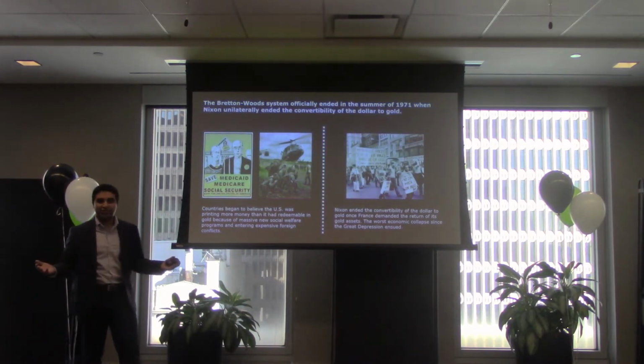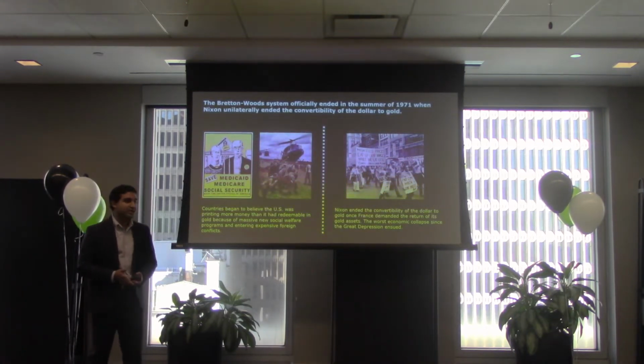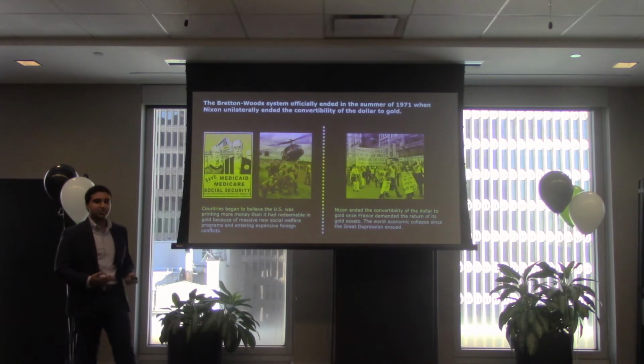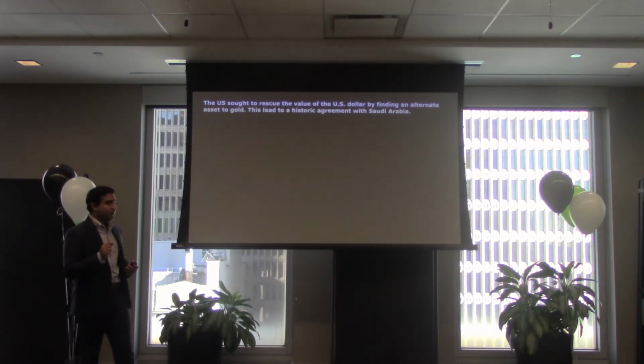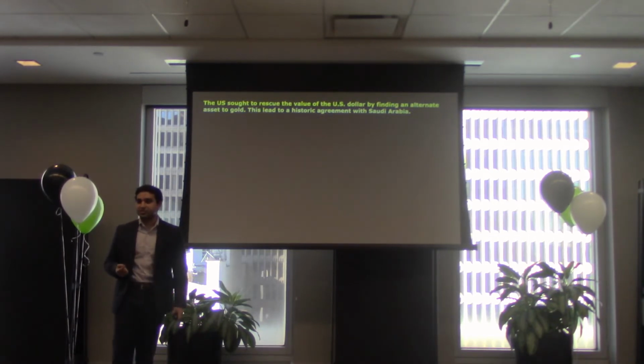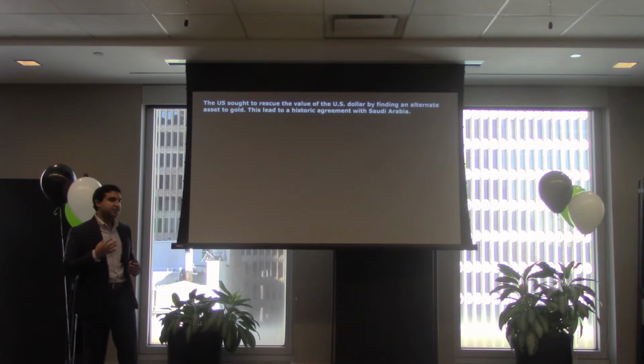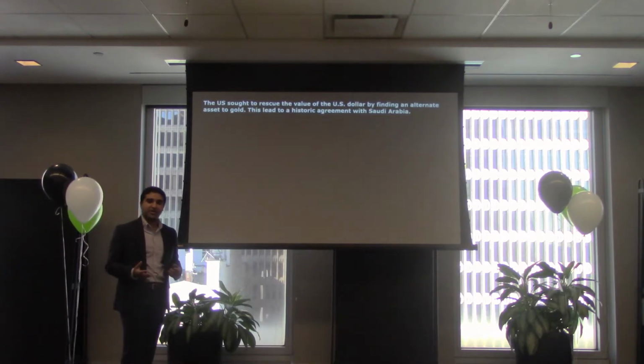For any of you who grew up in the 70s, this was a time of stagflation, a time of high unemployment, a time of very high economic turmoil. So in order to rescue the dollar, the US needed to find an alternative asset to gold. It needed to find something else it could anchor its currency to. This led to a historic agreement with the Kingdom of Saudi Arabia.